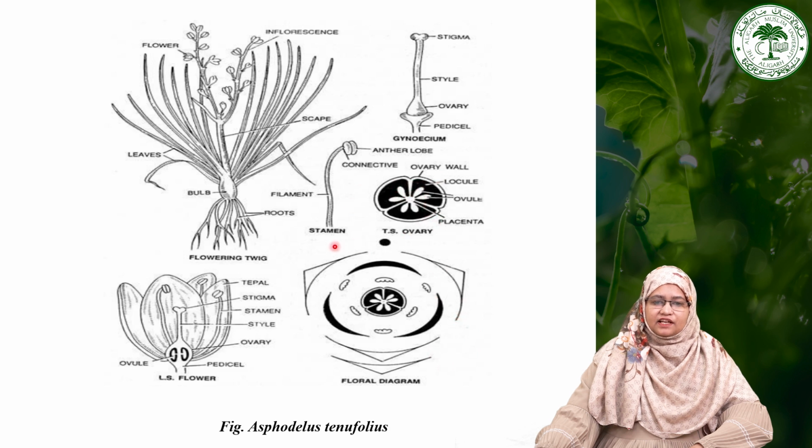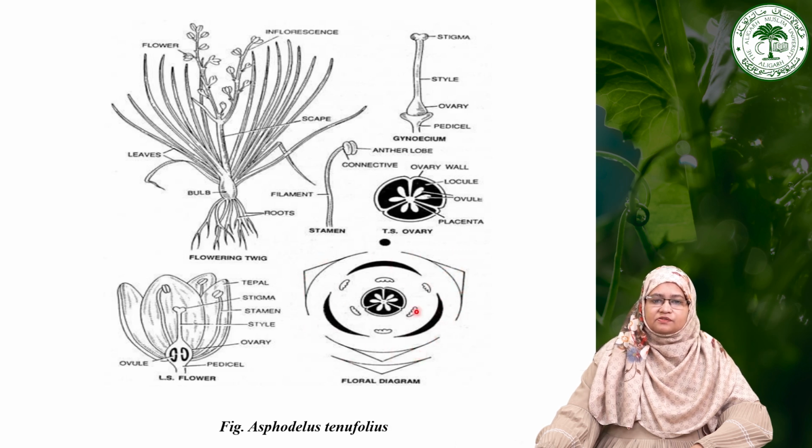And this is the floral diagram. You can see here the flower is bracteate and the tepals are arranged in 2 whorls, 3 and 3, showing the valvate aestivation, and the tepals are free, they are polyphyllous, arranged in 2 whorls.